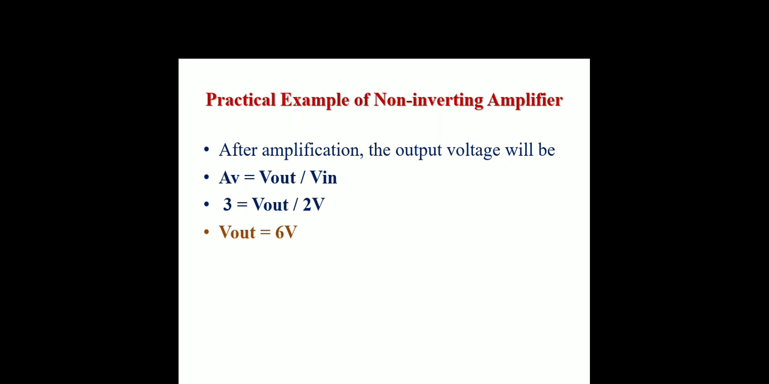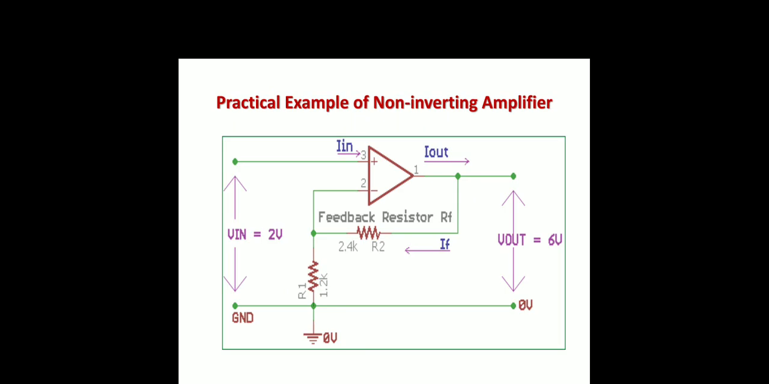After the amplification, the output voltage will be given by AV is equal to Vout upon Vin. We have AV as 3. We have Vin as 2. Therefore, 3 is equal to Vout upon 2 volt, and therefore Vout is equal to 6 volt. The circuit for the above example can be drawn like this. R2 is the feedback resistor which is 2.4 kilo ohm, and the amplifier output will be 3 times the input voltage. That is, input voltage is 2 volt here and output is 6 volt. 2 into 3 is equal to 6 volt.